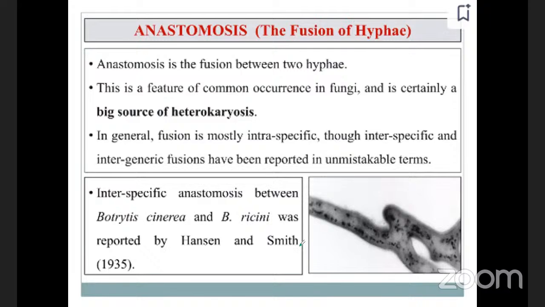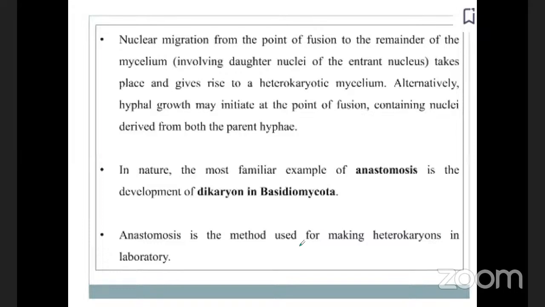Interspecific anastomosis also happens between Botrytis cinerea and Botrytis reginae, not only within the same species. Here there is nuclear migration from the point of fusion to other areas. Nuclei divide from both parent hyphae, so some of the genetic material goes to the side cell, the adjacent cell.